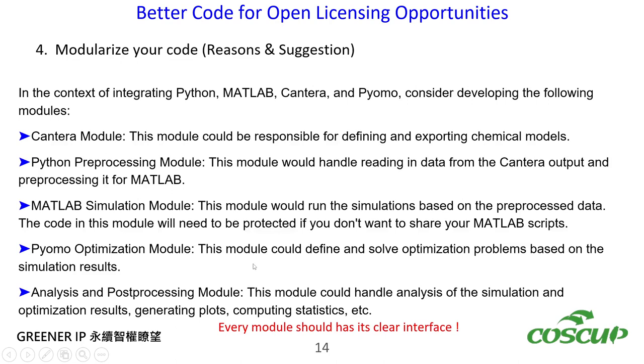And number four is modularize your code. The reasons of doing that include, first, code maintainability. The first advantage of modular programming is that it increases code maintainability. When you divide your code into modules, you can update or fix errors in one module without disturbing the others, making it easier to manage and update. And there are also code reusability and reduced redundancy, collaboration, open licensing opportunities.